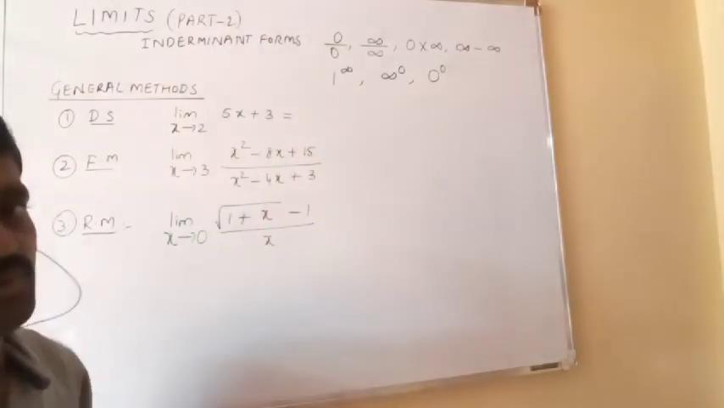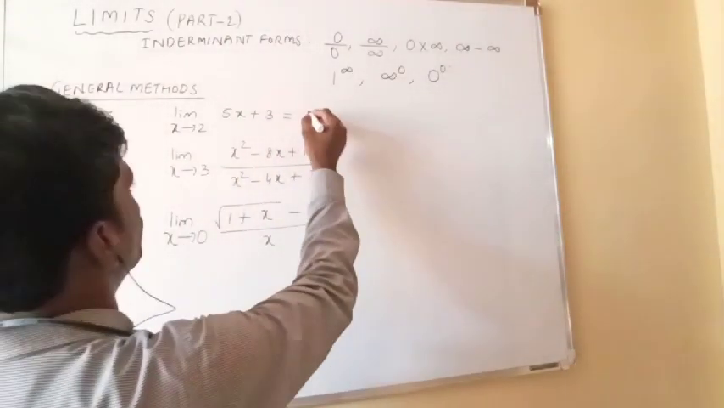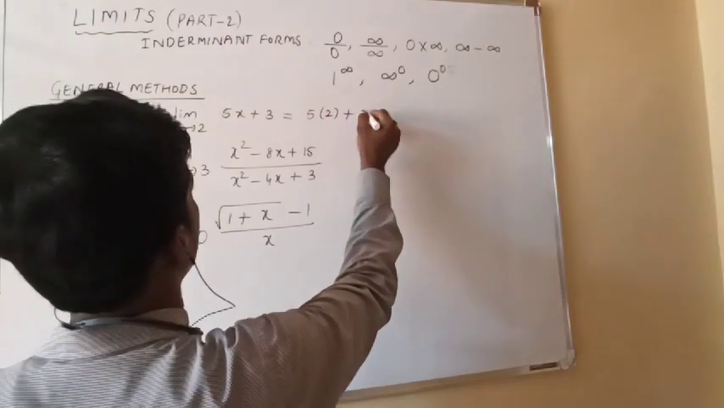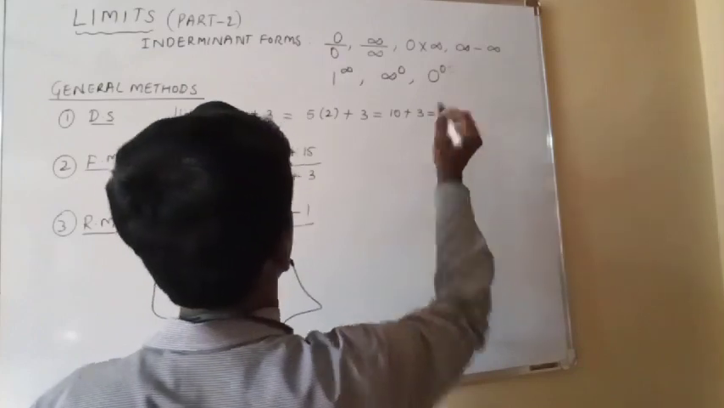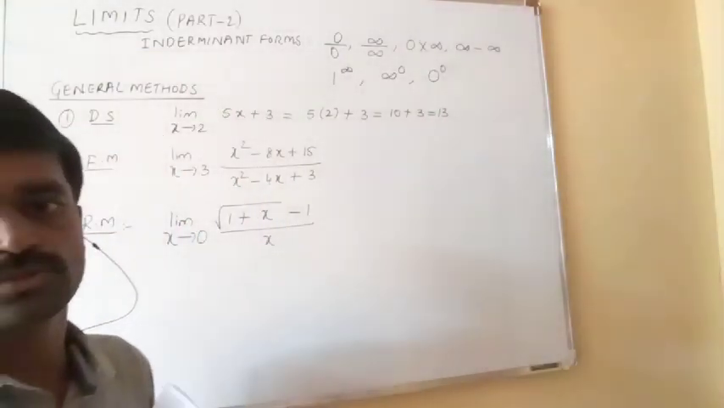So you put the x value 2 directly. So what will you get? 5 into 2 plus 3. 5 into 2, 10, plus 3, how much? 13. So 13 is the limit of the function as x tends to 2.